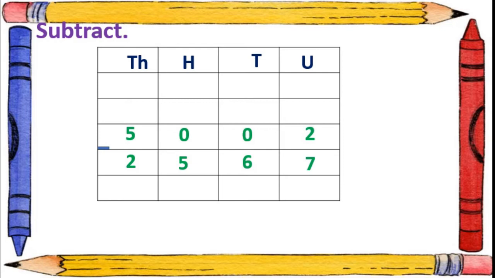We will begin the subtraction from the unit place. Here in the unit place, we have to subtract 7 from 2. It is not possible, isn't it? So we will borrow from the tens place. But in the tens place 0 is there, so no use. So we will move to the hundreds place. There also 0 is there, so then we will move to the thousands place.